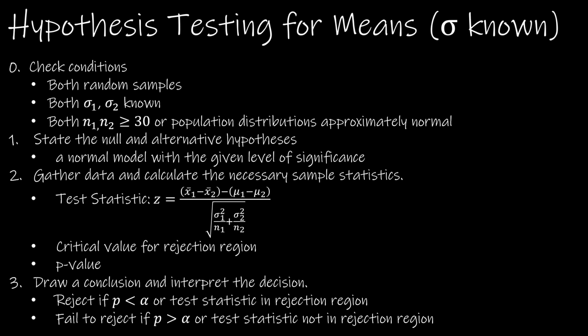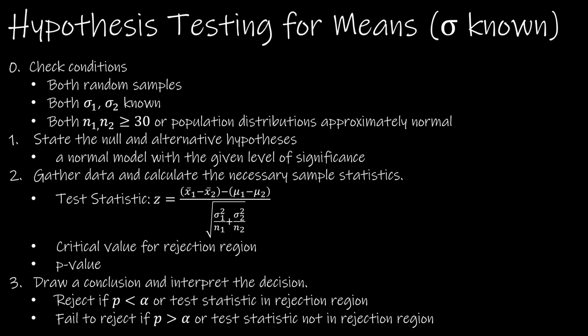Again, here is your summary sheet. We're going to check the same conditions that we did for one mean. So the exact same conditions, but now for both distributions. We're going to state the null and alternative hypotheses. Remember, when sigma is known, we're using the normal model, which means norm dist and z-scores and all of that.